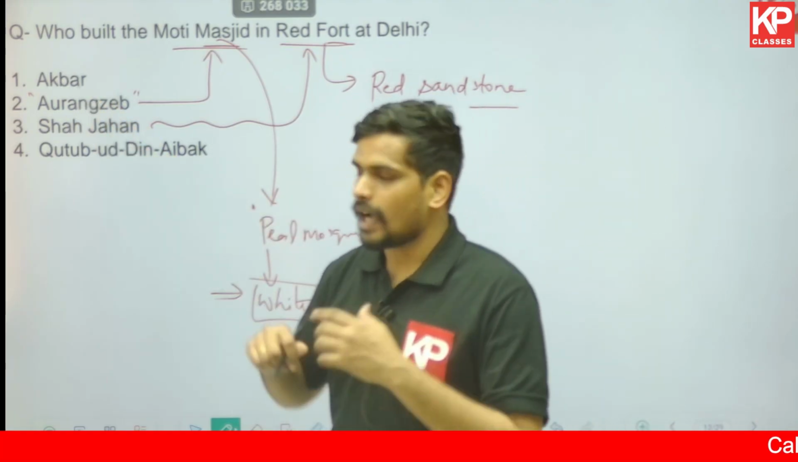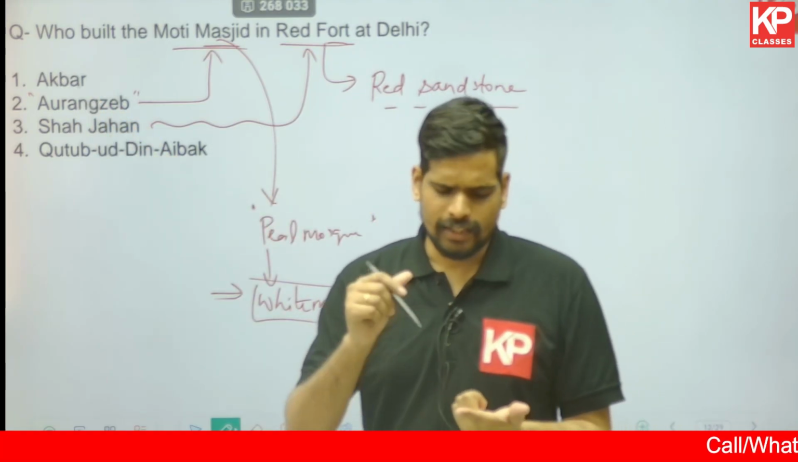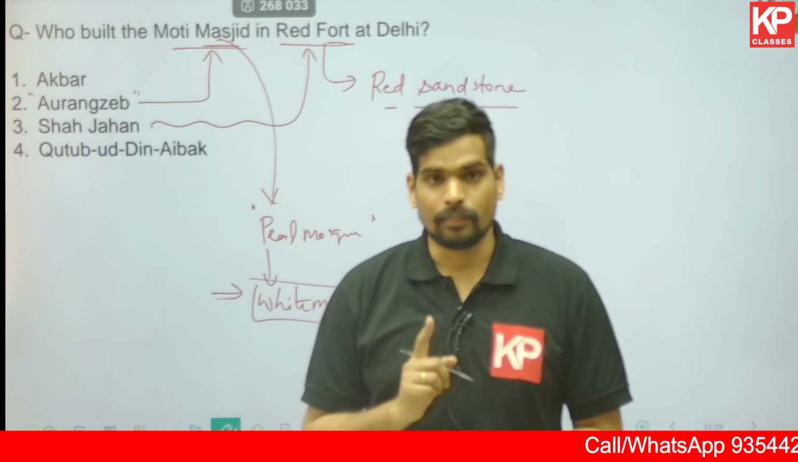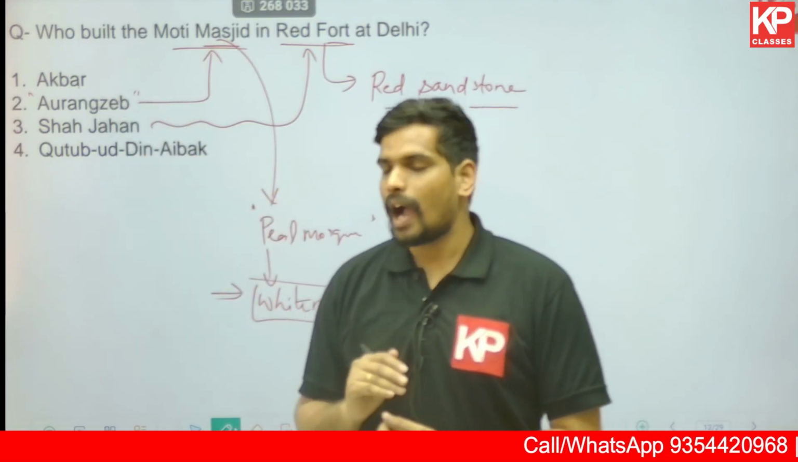Other rulers, like I said, Akbar, important structures during his reign include Fatehpur Sikri, Agra Fort, Humayun's tomb. These are the buildings you have to remember under Mughal architecture associated with Akbar.